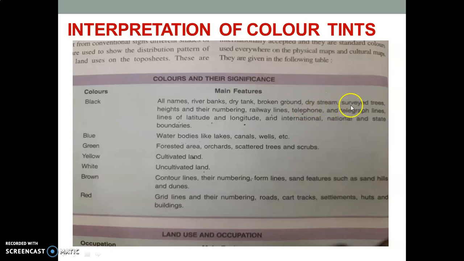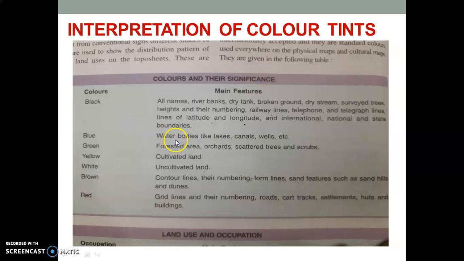means seasonal stream. Survey tree means when we measure the height of the tree. Height and their numbering means spot height, railway line, telephone, telegraph line, latitude, longitude, international, national and state boundaries.